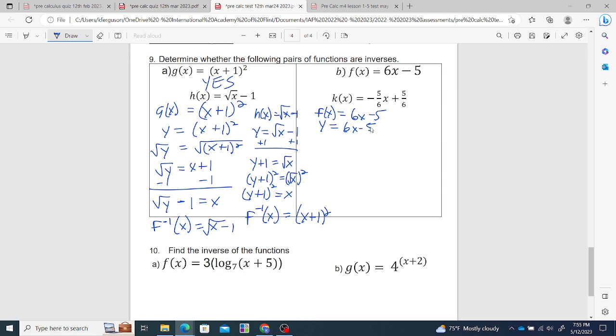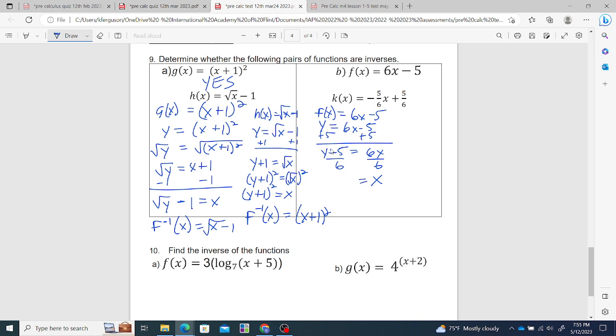Okay, so I changed that. I want to get to the x, so I'm going to start by adding 5 to both sides. Now I've got y plus 5 equals 6x. Well, I'm going to divide both sides by 6 because I want to get to the x.